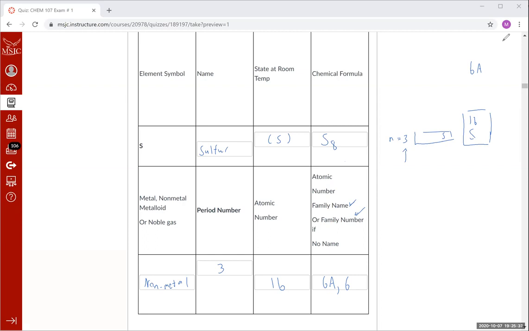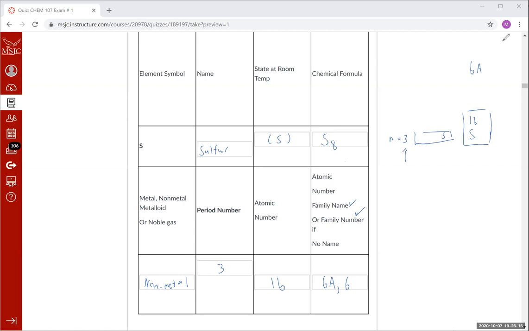Professor, I thought non-metal would be categorized differently. Which category are you talking about? The atomic number, family name, or family number? I thought the family name was considered non-metal if we didn't put 6A. The family name is the group name or number.